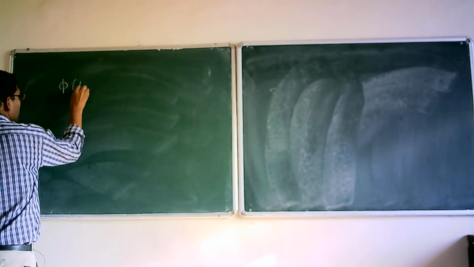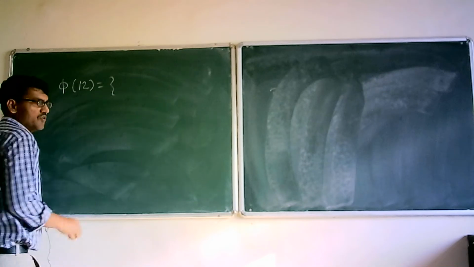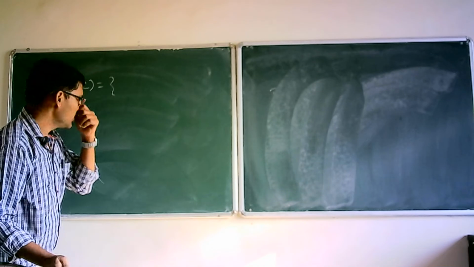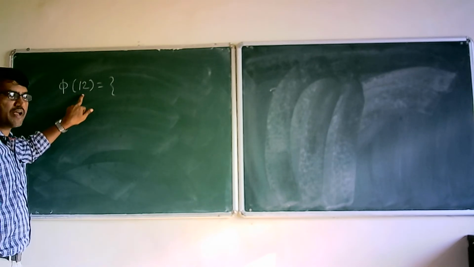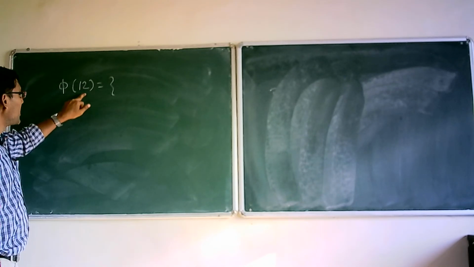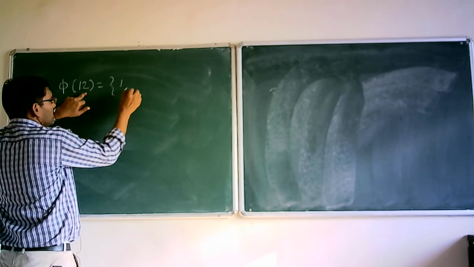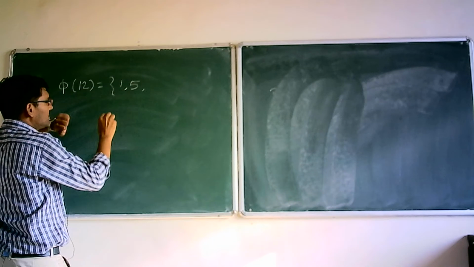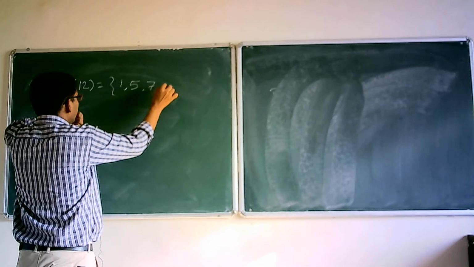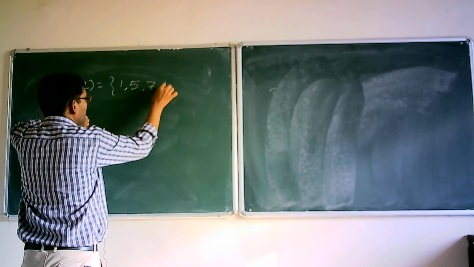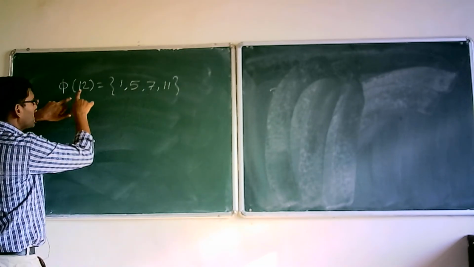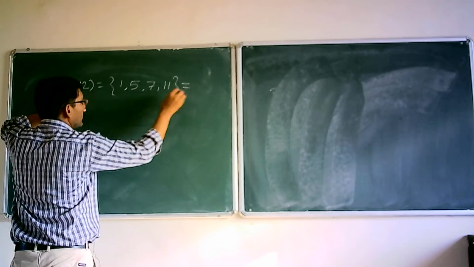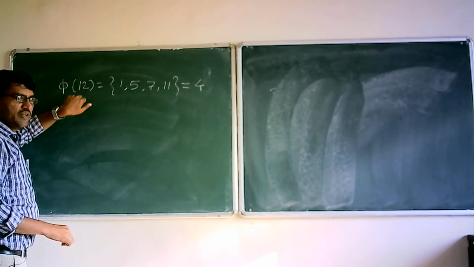512. So what is the 512? All numbers which are prime to 12. Euler phi function. All numbers which are prime to 12. So how many numbers are prime to 12? 1, then 5, then 7, 11. So these are the 4 numbers which are prime to 12, and therefore phi of 12 is equal to 4.